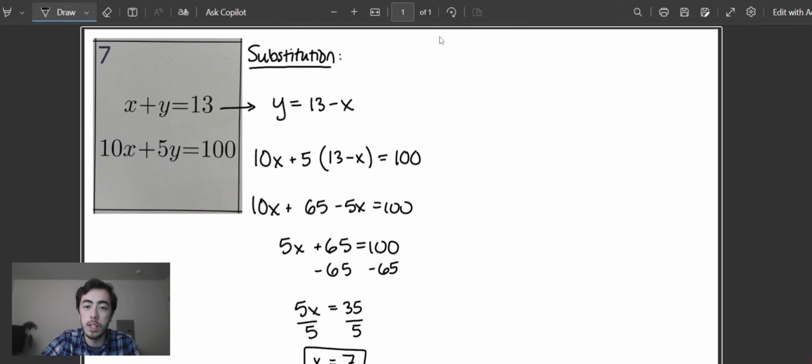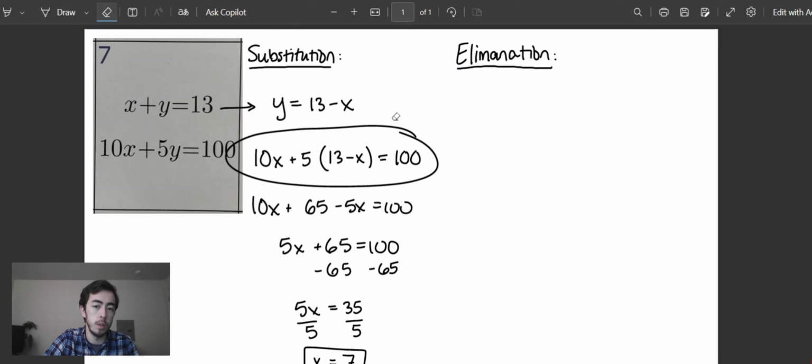Let's also try elimination on this page, and then I have one more strategy, and I'll open up a new tab for it. So elimination works a little bit differently. The idea here is I want to add or subtract a whole equation from another one. And my goal here is to eliminate or get rid of one of my variables, kind of like how I did here. I eliminated the y by using substitution.